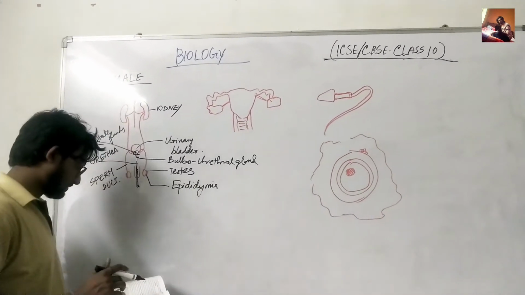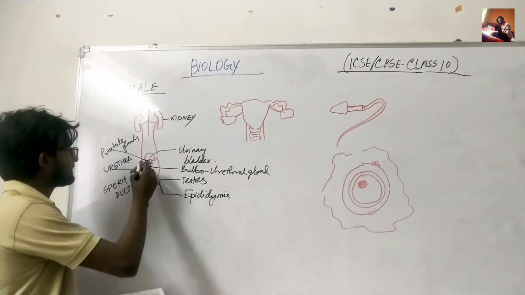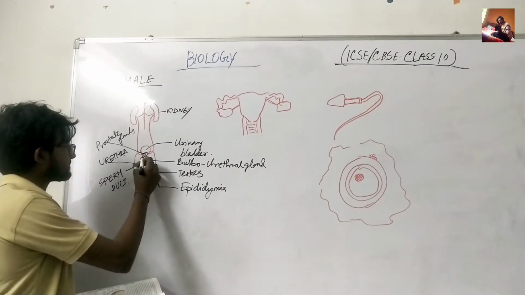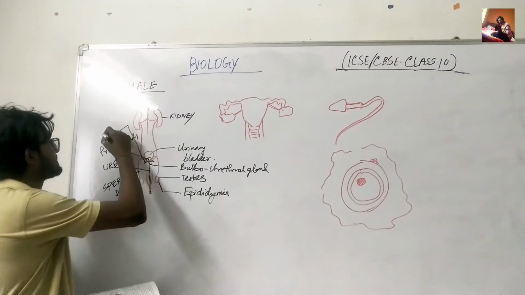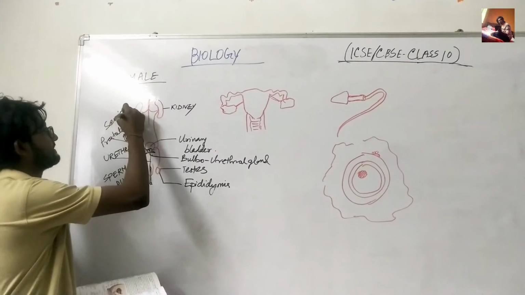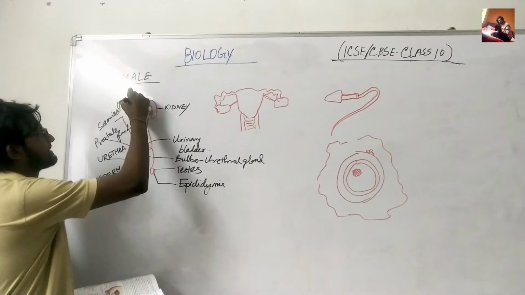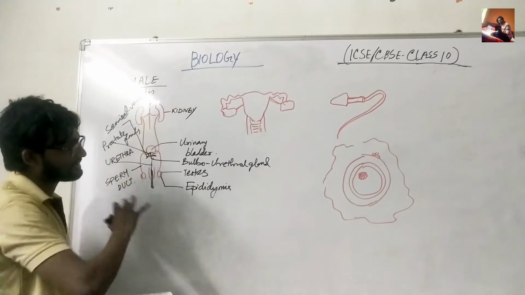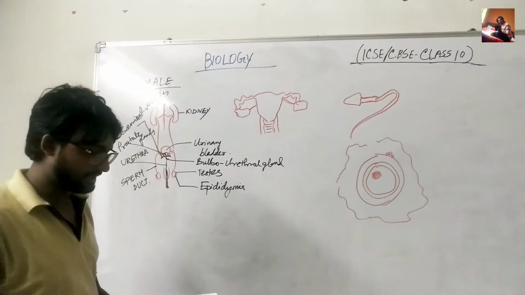And now coming to the last part, over here there is a small structure with cells. This is the seminal vesicle. These are all the accessory organs, seminal vesicles. These are all accessory sex organs. So this is basically a rough structure of the male reproductive organ.